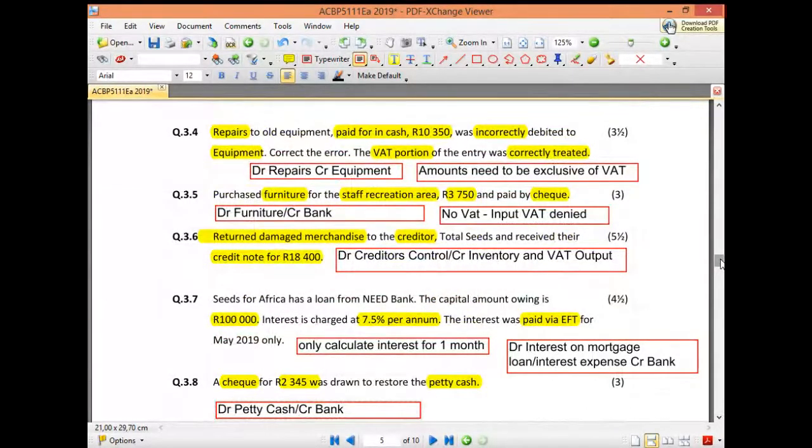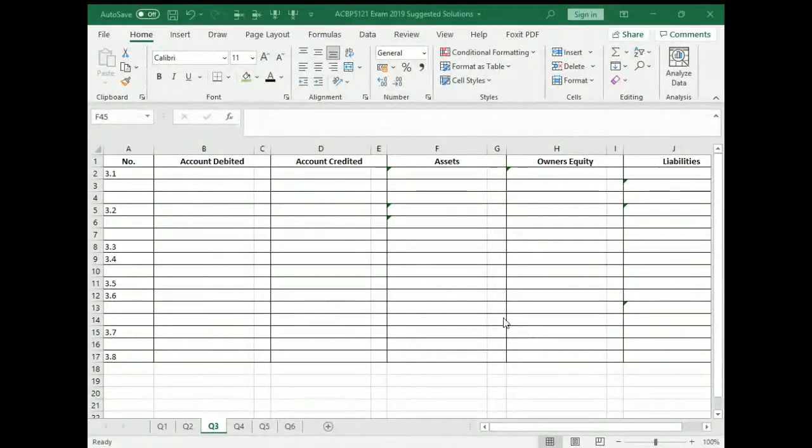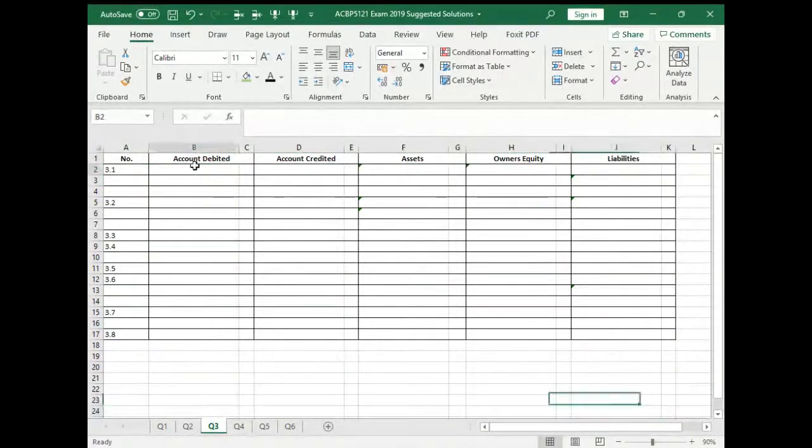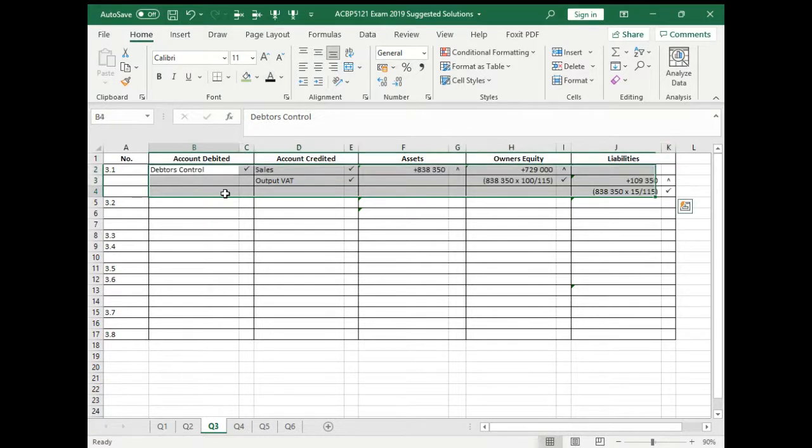So now I'm going to stop sharing this screen, and then I'm just going to share the Excel with you guys. Okay, so for the first transaction where we had credit sales, your transactions would look as follows. Let me just make this slightly smaller so that it would fit on the screen. Okay, so they would have provided you with this table.